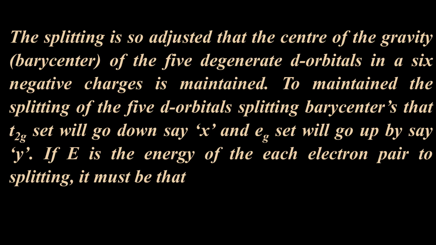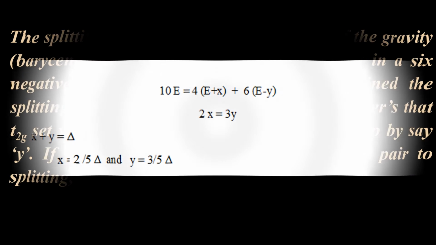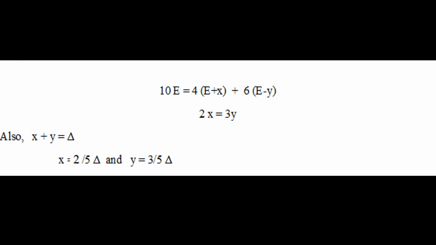If E is the energy of each electron, it must be that 10E equals 4 times (E minus x) plus 6 times (E plus y), that is, 2x equals 3y, and also x plus y equals delta, where delta means 10 Dq for octahedral complexes. Solving this, we get x equal to 2 by 5 delta and y equal to 3 by 5 delta.